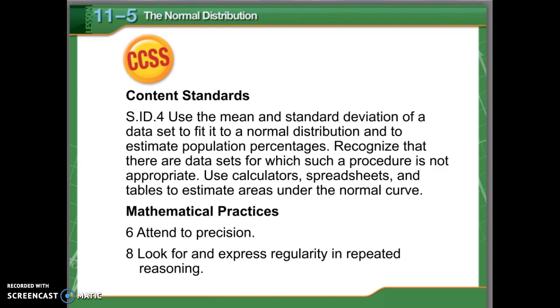Recognize that there are data sets for which such procedure is not appropriate as well, and use calculators, spreadsheets, and tables to estimate areas under the normal curve. There's two mathematical practices we'll be looking at. Number 6, attend to precision, and number 8, look for and express regularity in repeated reasoning.